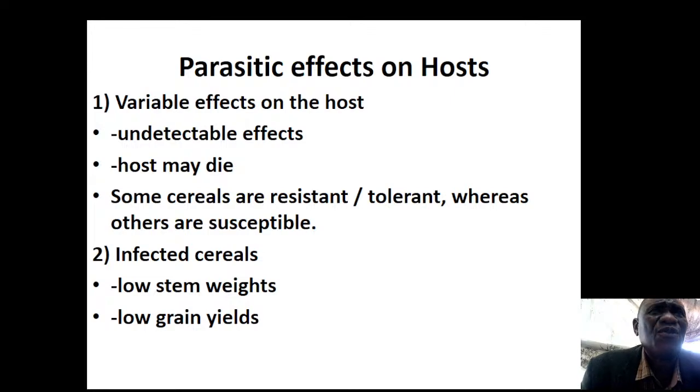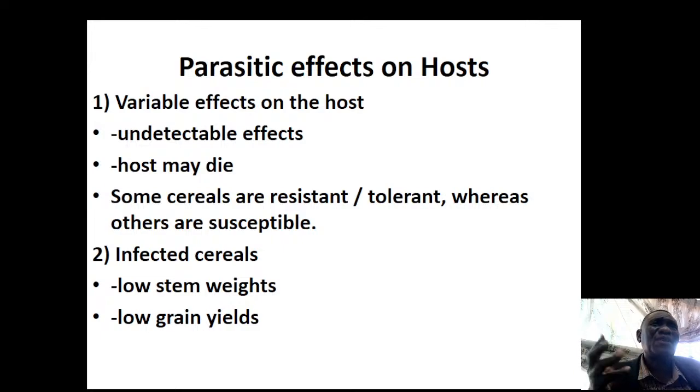Here we are going to focus on the effects on the host. Number one, the effects can be variable depending on the host genotype. Sometimes the genotype can express the effects of these parasites, sometimes it doesn't.